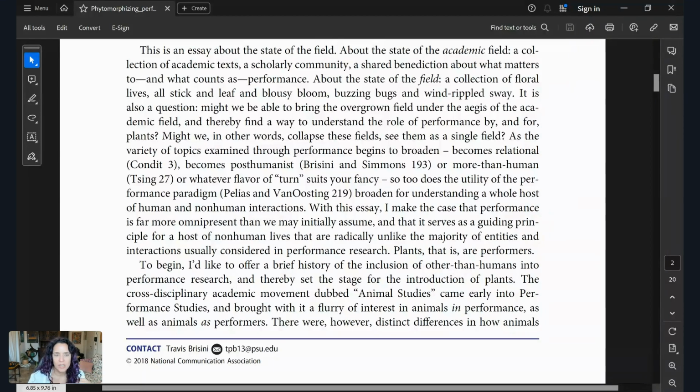It is also a question, might we be able to bring the overgrown field under the age of conjunction with? Well, let's keep going. And therefore find a way to understand the role of performance by and for plants. Does anybody remember way back during the COVID times when a theater filled its entire seats with plants and did a concert?